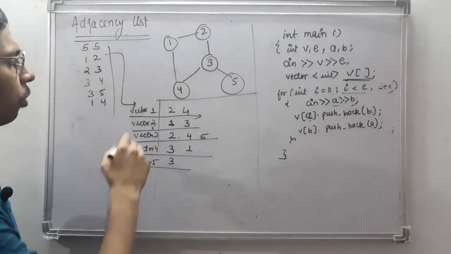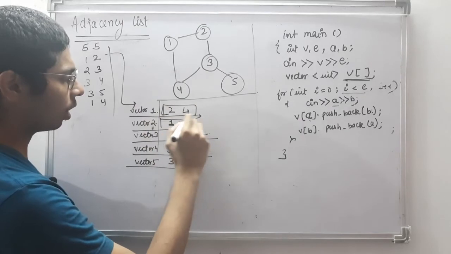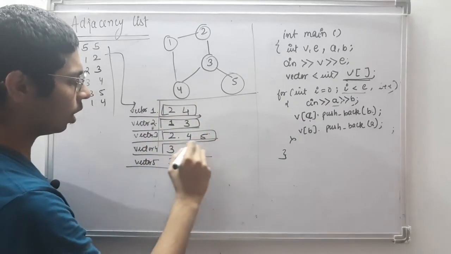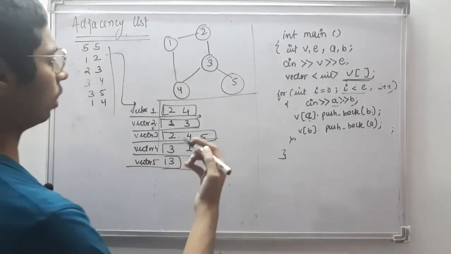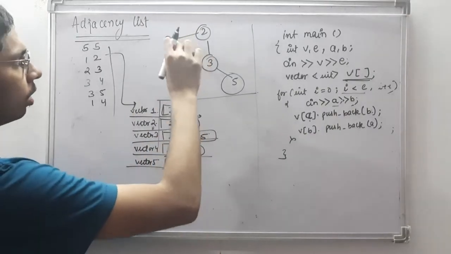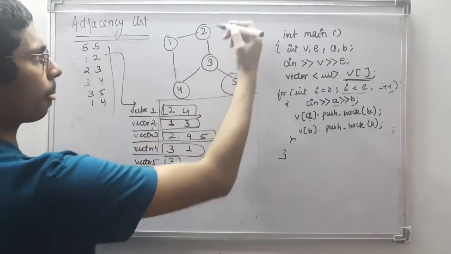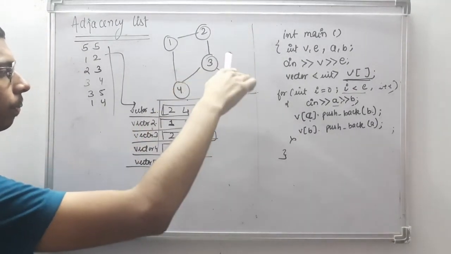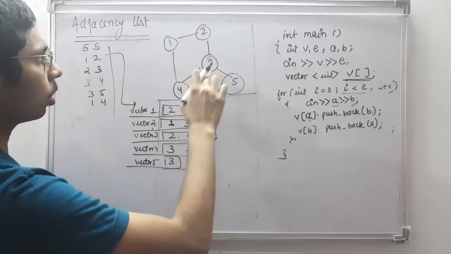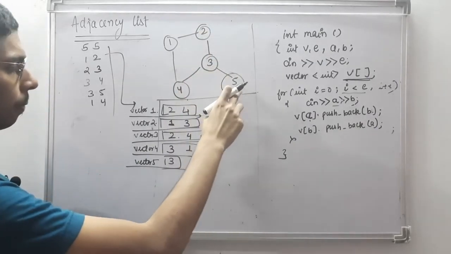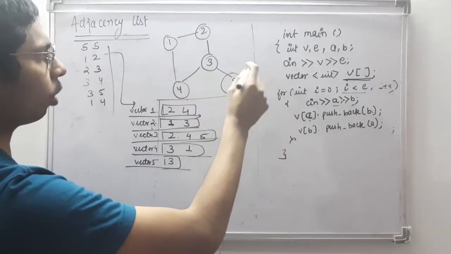Here you can see that 5 vectors are generated: one vector is 2 4, one vector is 1 3, one is 2 4 5, one is 3 1, and one is 3. So how does it look? For vector 1, you can see 1 is connected to 2 and 4. Vector 2 is connecting to 1 and 3. Vector 3 is connecting to 2, 4 and 5. Vector 4 is connecting to 3 and 1, and vector 5 is only connecting to 3.